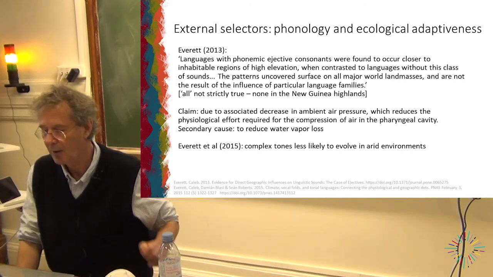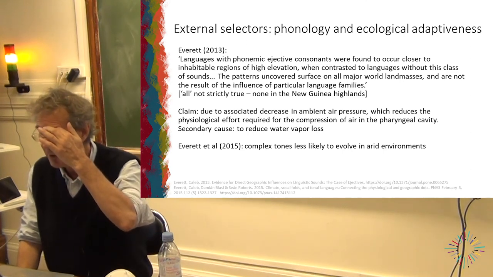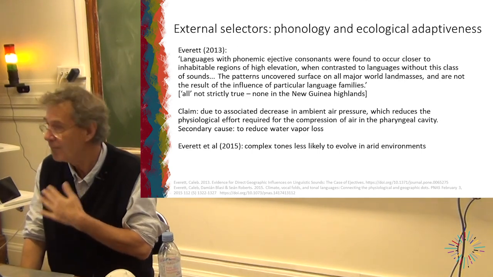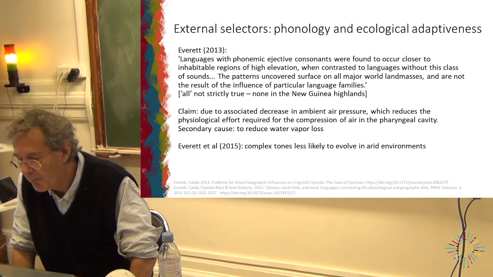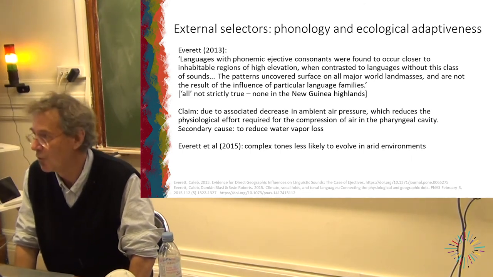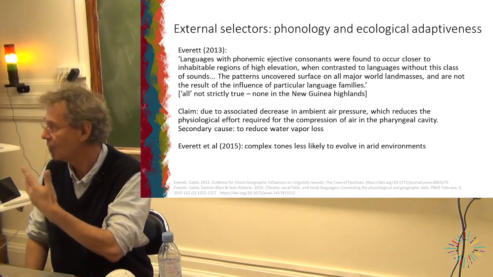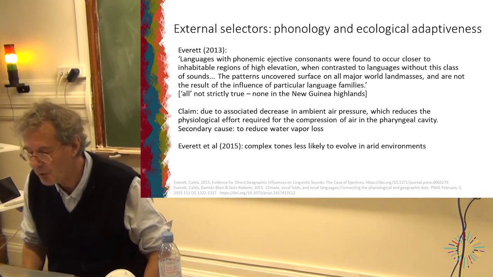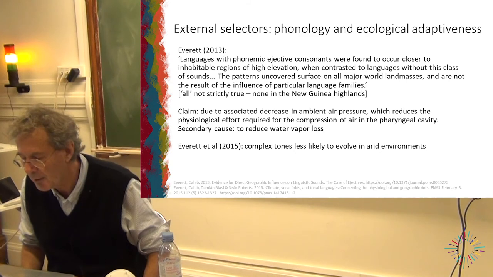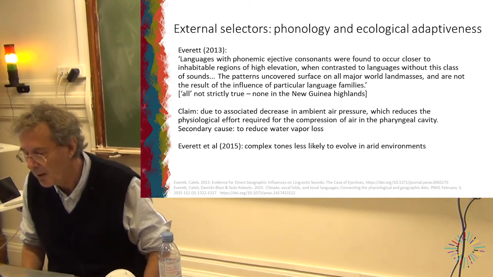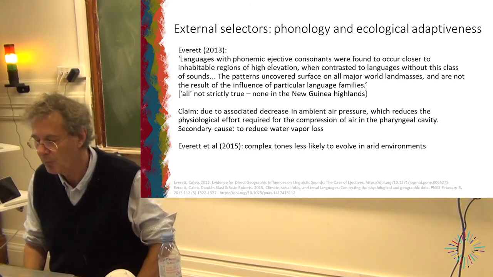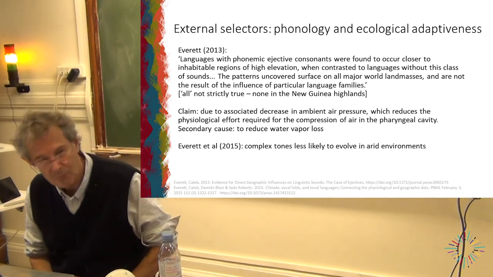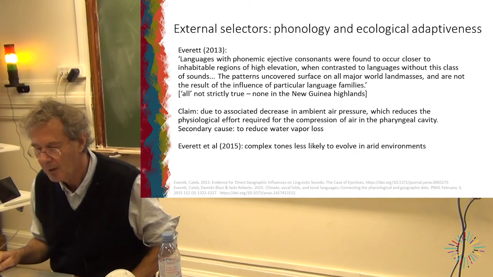The claim is that you've got an associated decrease in ambient air pressure that reduces the physiological effort required for the compression of air in the pharyngeal cavity. He also says there's a secondary cause, which is to reduce water vapor loss, because it's very easy to lose water vapor in high environments. And then he teamed up with another group, Damian Blasi and Seán Roberts, to argue in another paper, which I'm just summarising very briefly, that complex tones are less likely to evolve in arid environments. So, one more theme of this type.